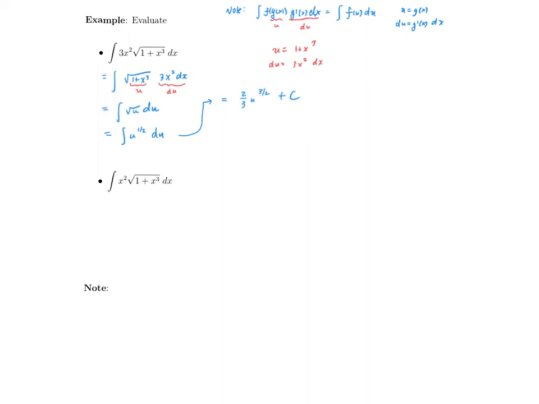A common mistake early on with substitution is to not resubstitute. The idea is we started off in terms of the variable x. Our answer needs to be in terms of the variable x. So each u needs to be rewritten in terms of the variable x. And we refer to this as a resubstitution. So if we resubstitute, note u is really equal to 1 plus x cubed. So this would be 2/3 the quantity 1 plus x cubed raised to the 3/2 plus c. And once again, this is called a resubstitution.